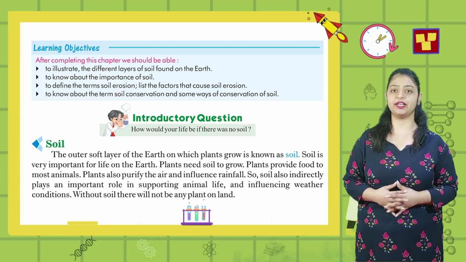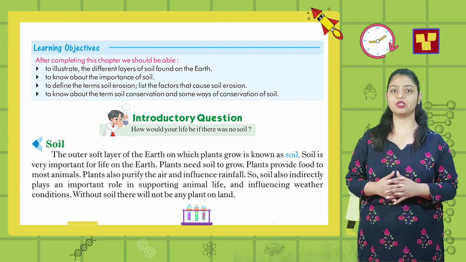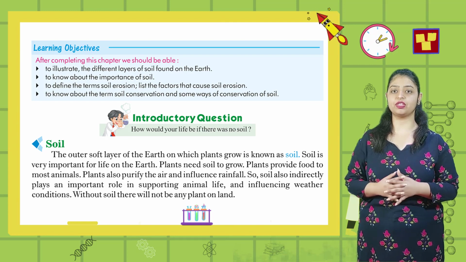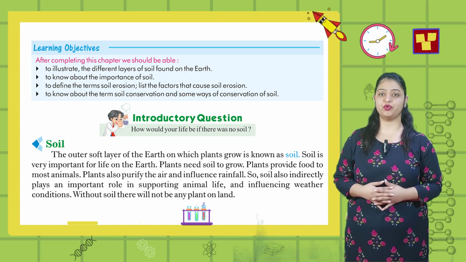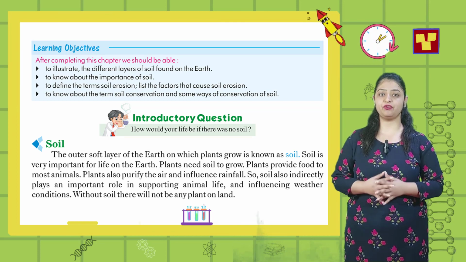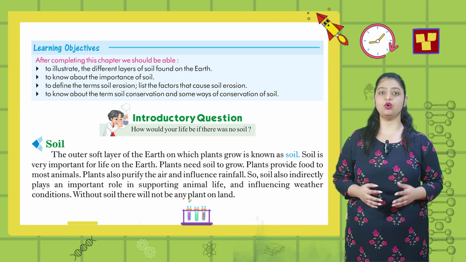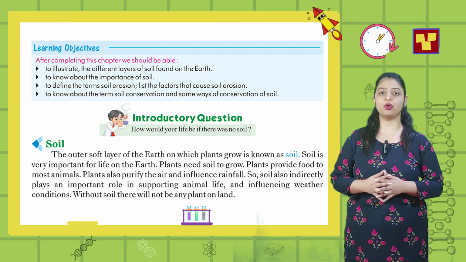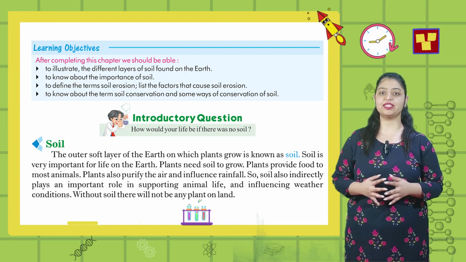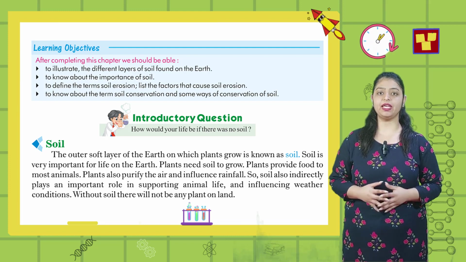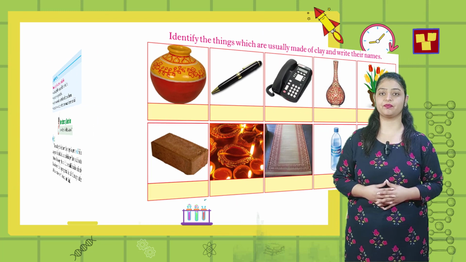The outer soft layer of the earth on which plants grow is known as soil. Soil is very important for life on the earth. Plants provide food to most animals. Plants also purify the air and influence rainfall. So, soil also indirectly plays an important role in supporting animal life and influencing weather conditions. Without soil, there will not be any plant on land.